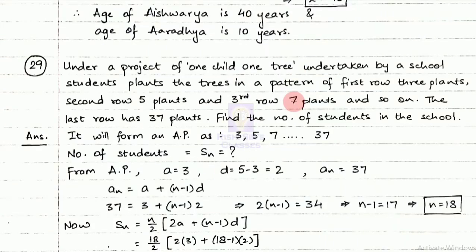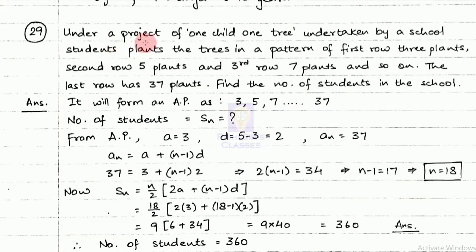Moving on to question number 29. Under a project of one child one tree undertaken by a school, students plant the trees in a pattern of first row 3 plants, second row 5 plants and third row 7 plants and so on. The last row has 37 plants. Find the number of students in the school.